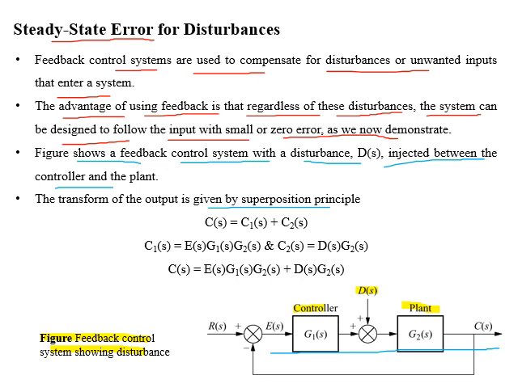And in the second case we will consider reference equals 0 and D(s) as an input to the system. In this case, output will be equal to G2(s) multiplied by D(s). Now total output will be the sum of C1(s) plus C2(s), and total output C(s) will be obtained.